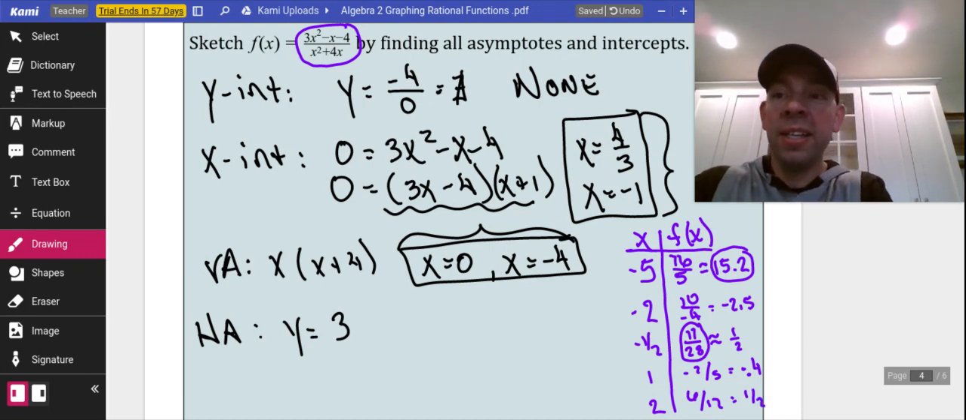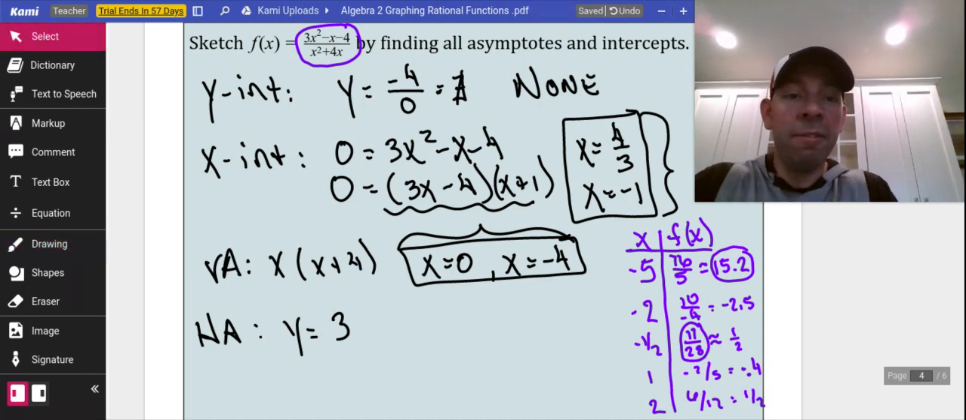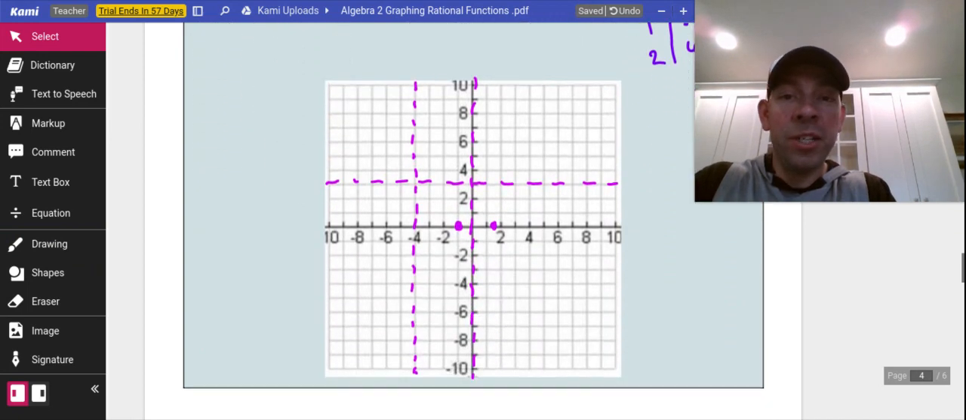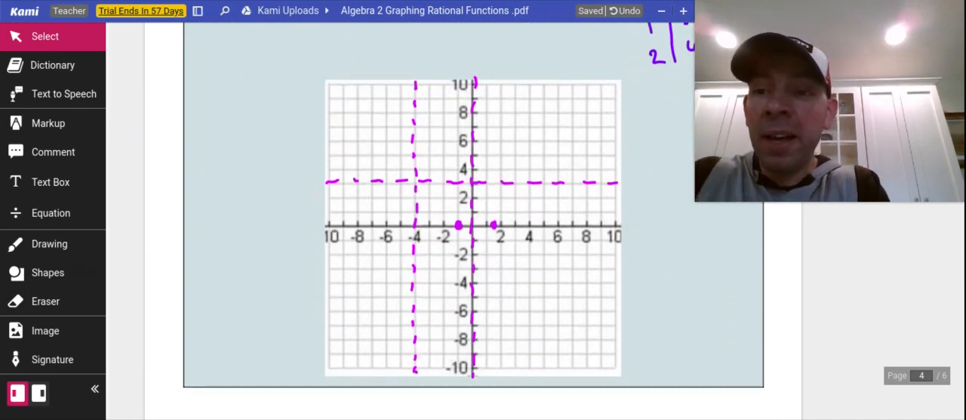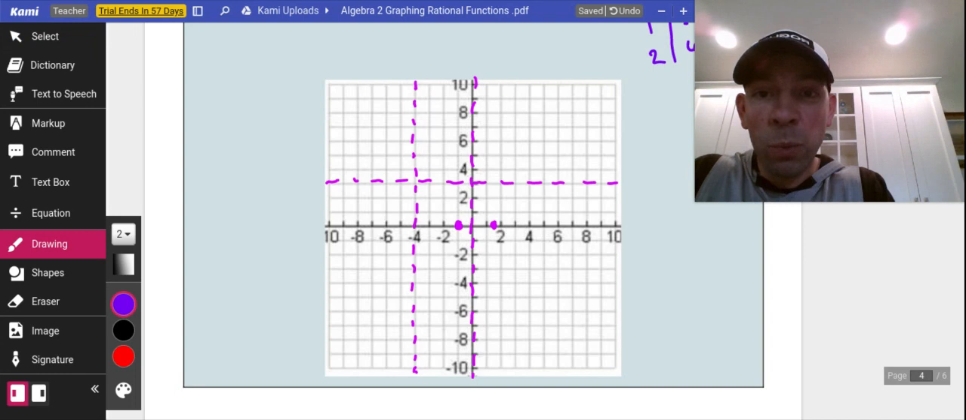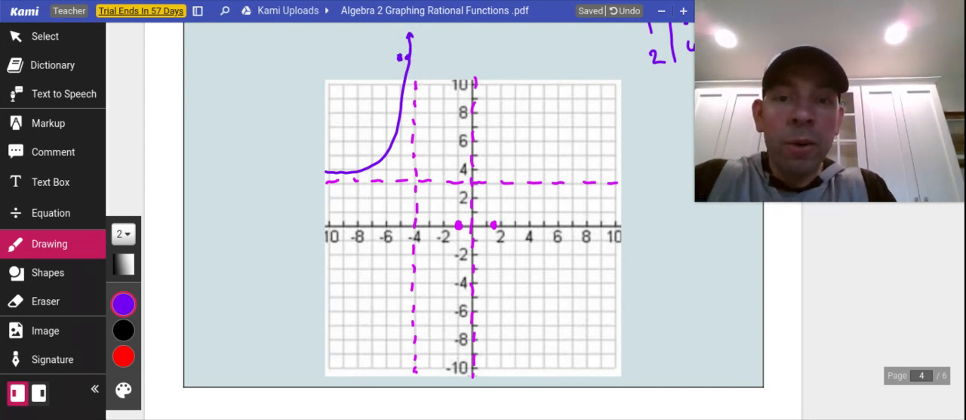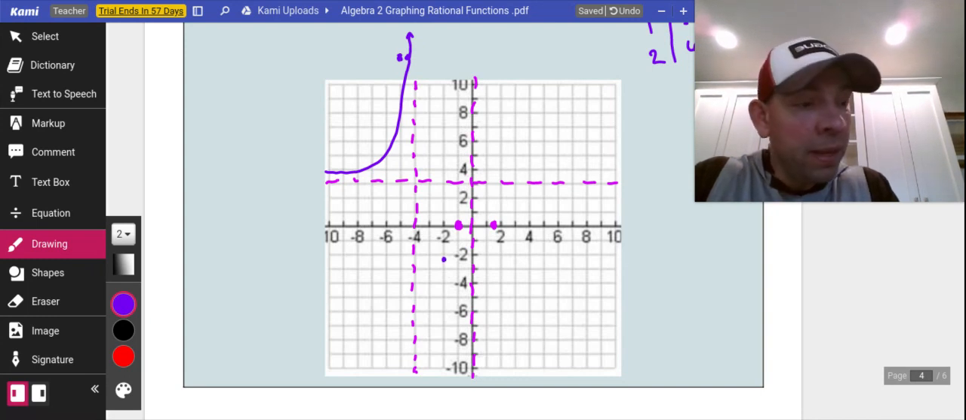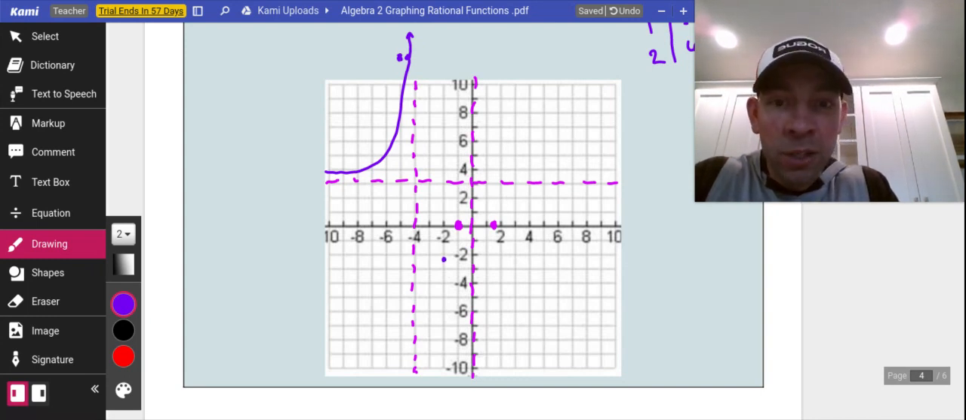So let's see how that translates here to the graph. See if we can put the finishing touch. Now remember, at -5, we had 15 point something. So we're way up here above. So that tells me we're going to live in this area right here. And I totally missed that point. Let's pretend that point's over here. Okay, the next one. At -2, we got -2.5. And then at -1/2, we got just a little above. So this graph is going to come up, it's going to swerve, and then continue.